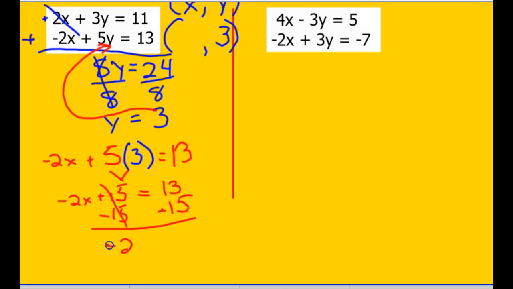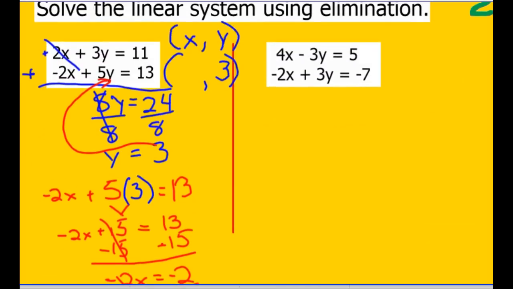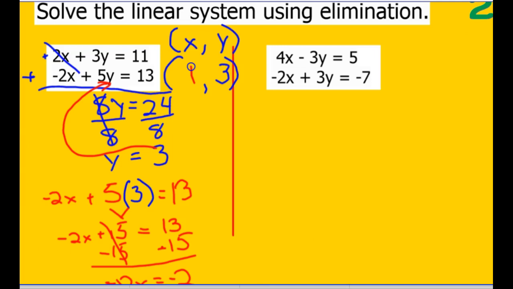And we get negative 2x equals 13 minus 15, which is negative 2. Divide by negative 2, and we get x equals negative 2 divided by 2. Well, negative 2 goes into negative 2 only once. So our x then is going to be 1. So our answer is 1, 3.